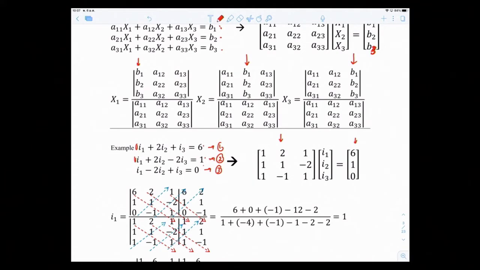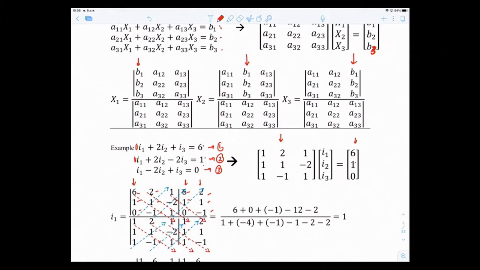And when you want to find a determinant, you want to find I1, you replace the first column with 6, 1, 0, so here it is. And the way I find the determinant for a 3 by 3, I just extend the first 2 columns, write them here and here: 6, 1, 0, 6, 1, 0, 2, 1, minus 1, 2, 1, minus 1 here. Same at the bottom, the determinant of this matrix: 1, 1, 1, 2, 1, minus 1, 2, 1, minus 1.